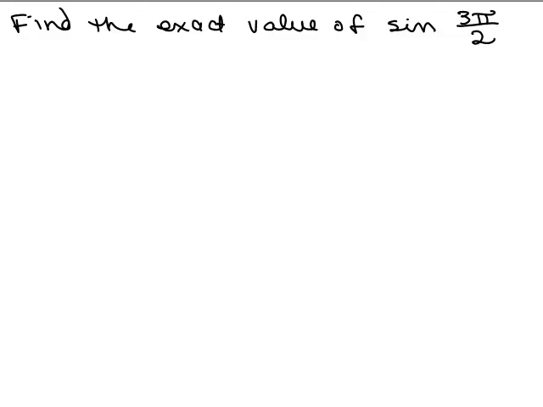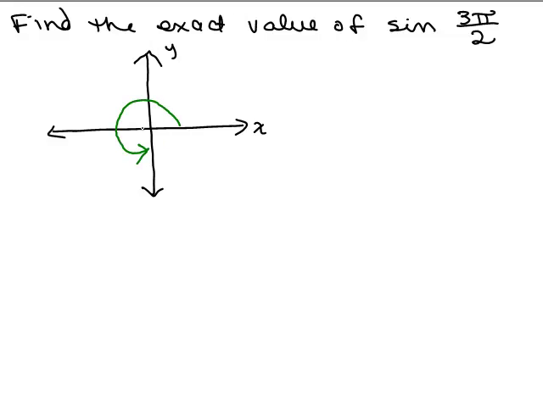Now what you notice here is that I'm not giving you a point that the terminal side goes through, but we could still draw a picture and figure this out. So if there's the x and y axis, and we want to do the sine of 3 pi over 2, remember that is all the way to here. That would be 3 pi over 2. So the terminal side is right here on the y-axis for that particular angle.